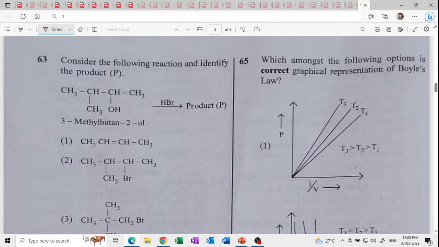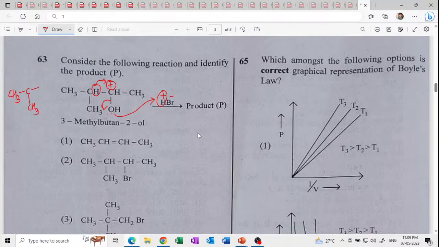Consider the following reaction and identify the product obtained, P. Then this is H plus and Br minus, so this is H plus. And oxygen carries the attack of the carbocation. So there is a formation of carbocation. This is a positive charge here. Because of hydrogen transfer, it forms the tertiary carbocation in this way. This is C, this is CH3.